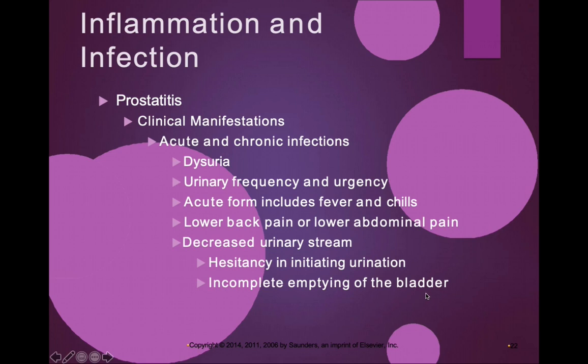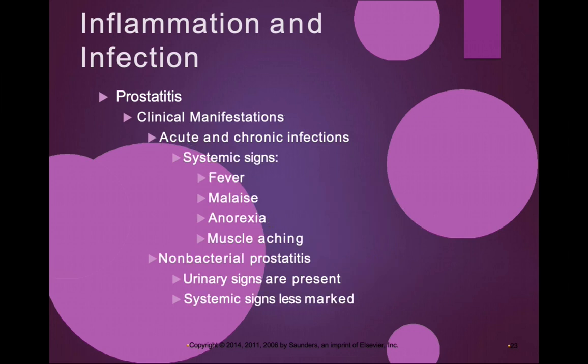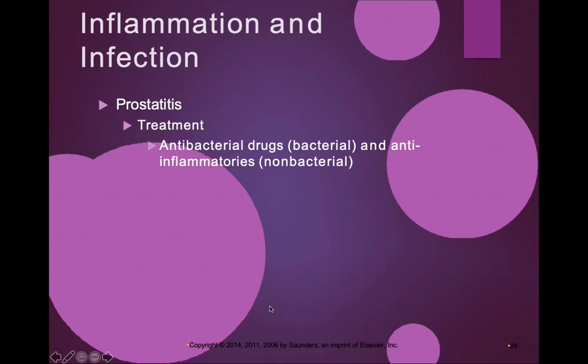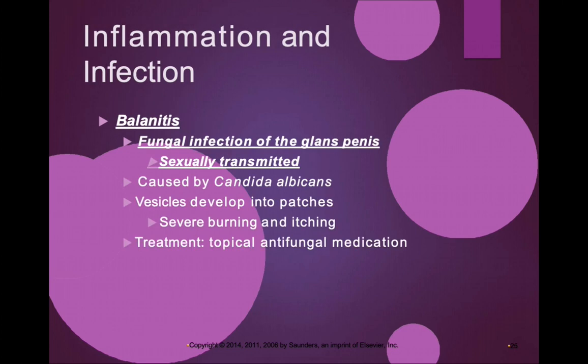Incomplete emptying of the bladder also creates this feedback loop of the feeling of they have to go again and they have to go urgently. The systemic signs are going to be fever, malaise, anorexia, and muscle aching, again in the lower abdominal region. With non-bacterial prostatitis, the urinary signs are present that we discussed before, but the systemic signs are going to be less marked. With prostatitis, the treatment here is going to be antibacterials and anti-inflammatories.